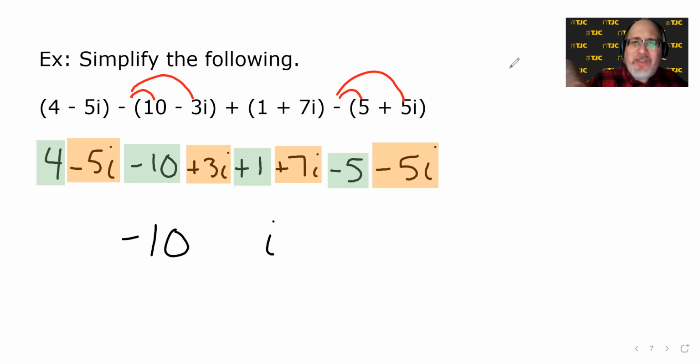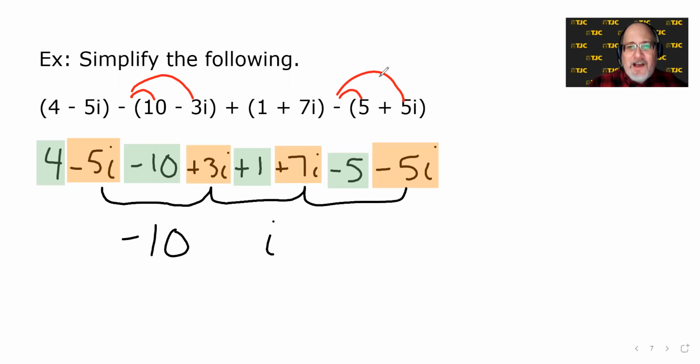Wait a second. Let's make sure that happened right. This time I'll keep track of where I'm going. Remember, we're only focusing on the numbers right now. Negative 5 plus 3 is negative 2. Negative 2 plus 7 is positive 5. Positive 5 minus 5 is still 0. 0 is neither positive or negative, but you can put plus or minus in front. I prefer plus. So we end up getting negative 10 plus 0i.